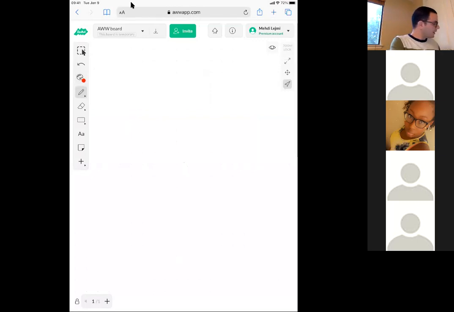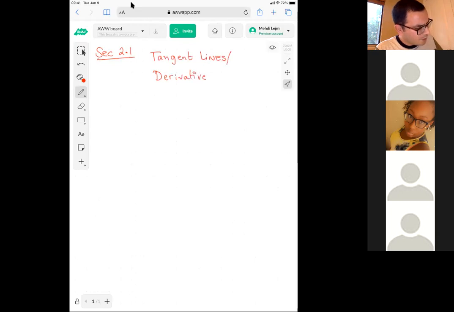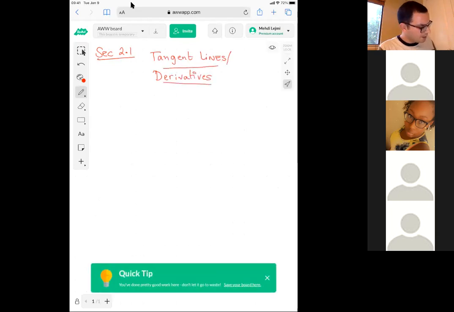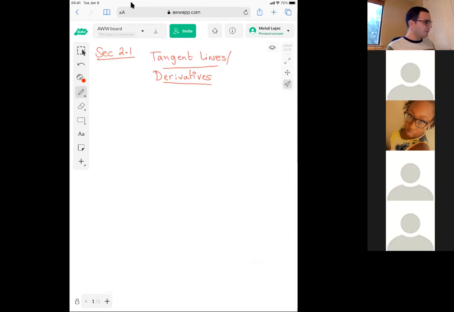So this is still the same section, section 2.1, and it's about tangent lines and derivatives. Yesterday I did a lot of examples of tangent lines. All right, so yeah, I introduced the notion of the derivative yesterday.